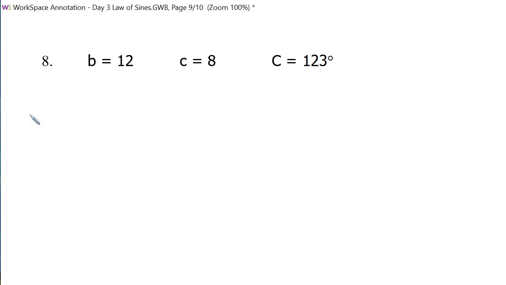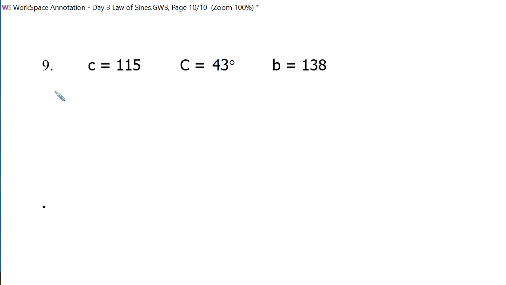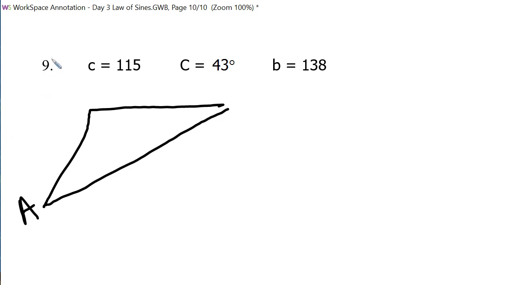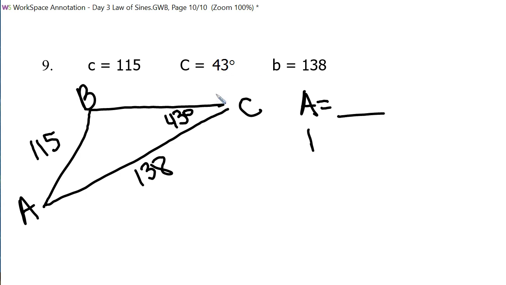I want you to do number 9. Let's draw it. We're skipping number 8. Go to number 9. Draw your triangle A, B, C. Label what they gave us. Side C is 115. Angle C is 43 degrees. And side B is 138. They gave us side, side, angle. How many cases could we have? 2. I want you to do this one. We'll check your answers here in a few minutes.